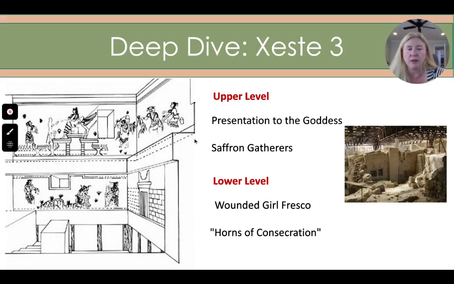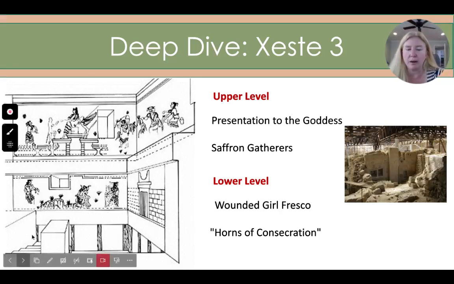To read this, you can see how this bows out. This is a cutaway, right? So this would have been the floor. So this is a lower story and an upper story of this building called Xeste 3. And we basically have paintings in 2 rooms on floors that are above and below each other.